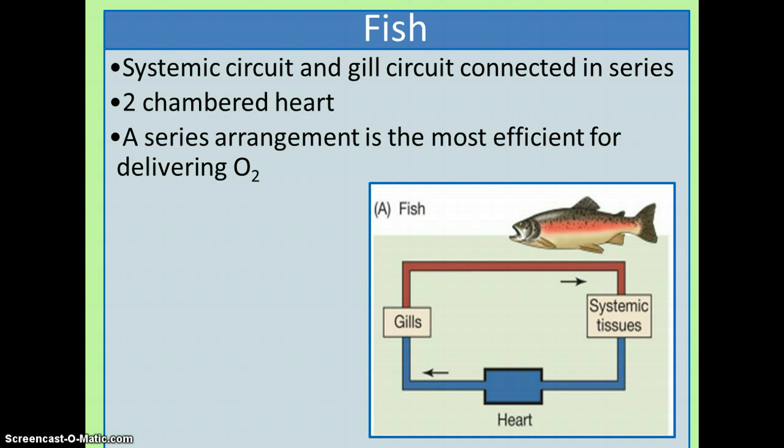Alright. So first up is the fish. Fish have a gill circuit, which is another name for their breathing organ circuit. The systemic circuit and gill circuit are connected in series. Think of an electrical circuit.